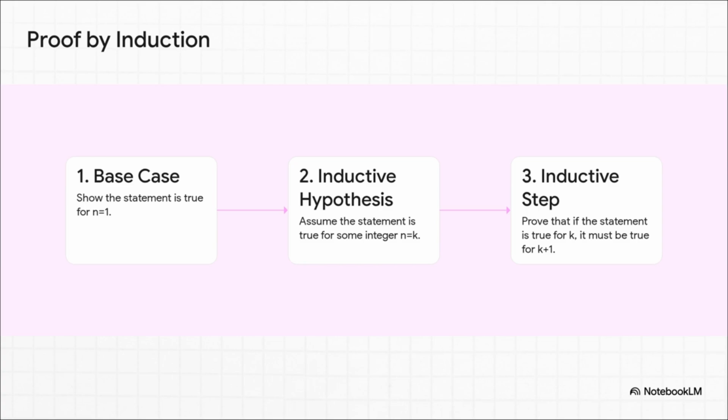Next, the inductive hypothesis. You just assume you're standing on some random rung k. Finally, the inductive step. You prove that if you're on rung k, you can definitely get to the next one, k plus 1. If you can show all that, you've basically proven it's true forever.